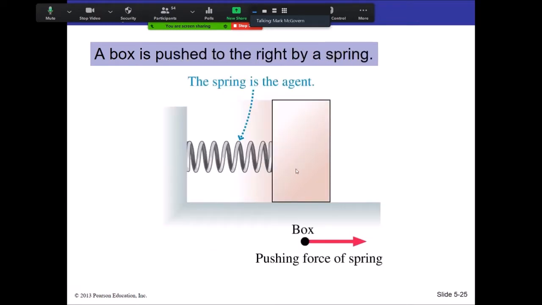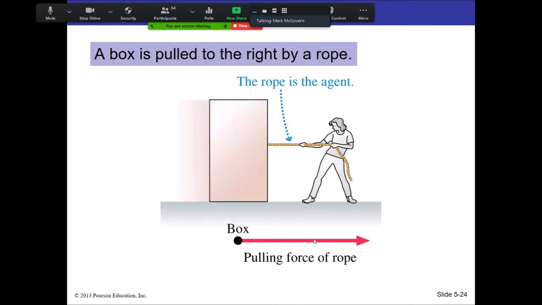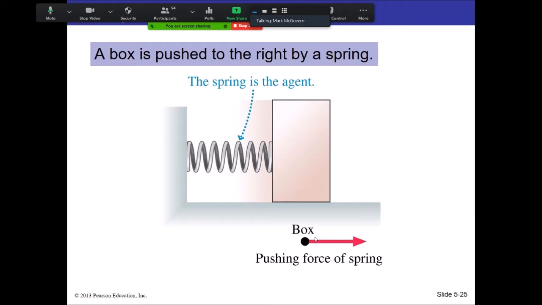This one is showing a push by a spring. Okay, the box is the object, the spring is the agent. We would draw out the force vector like this. The box is the point, and the force is to the right. Again, the tail of the vector rests on the box. Now, this was a pull, this one was a push. Doesn't matter. The way the force is applied is not important. There's only two things important: magnitude and direction. Okay.